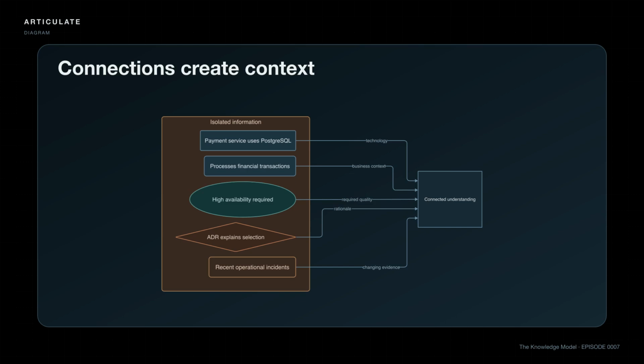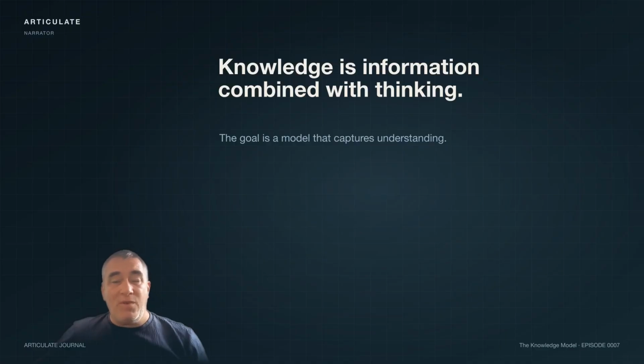Individually, all of these are just pieces of information, but once they're connected together, something interesting happens. The platform doesn't just know isolated facts, it begins to understand the context surrounding them. That's much closer to what I think of as knowledge. After thinking about this for quite a while, I eventually arrived at a very simple definition. Knowledge is information combined with thinking. That almost sounds too simple, but that single idea shaped how I thought about the entire platform.